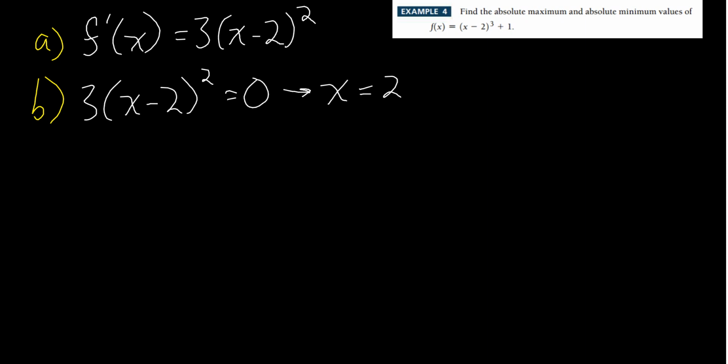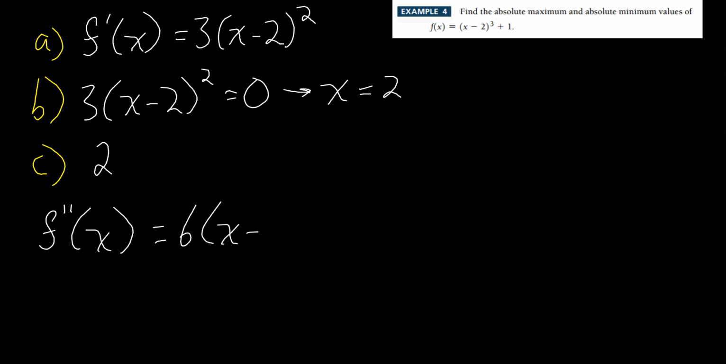All right, step C, we're going to list our critical points. Our critical point here is only 2. Same as problem A on the previous example, we have one critical point. We don't know if it's a maximum or minimum because we have nothing to compare it to. So let's go ahead and take the second derivative here. The second derivative of our function, f double prime of x, is just 6 times (x minus 2). Okay, so now let's do that.